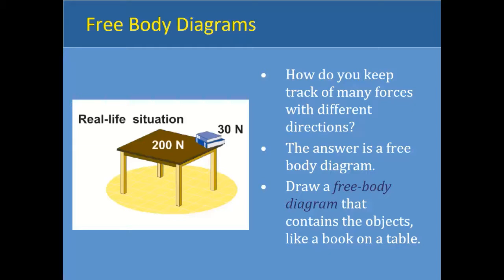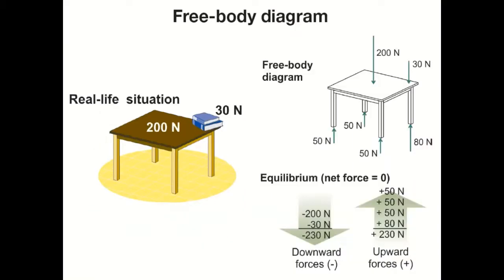Welcome back. So what did you get? Hopefully you're looking at something like this. We have a 200 Newton table and it's got 4 legs. So we're going to divide all of that weight out over the 4 different legs. If you divide 200 by 4, you get 50. And so each leg is supporting essentially 50 Newtons.